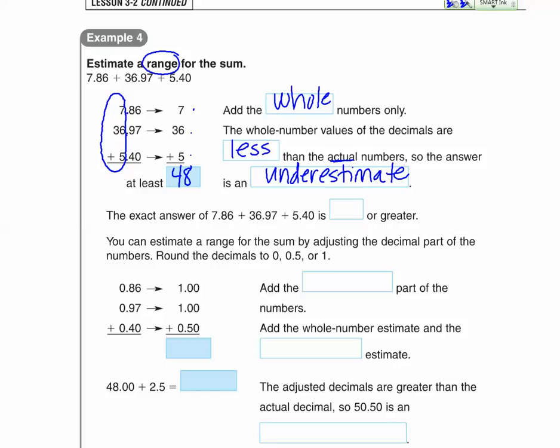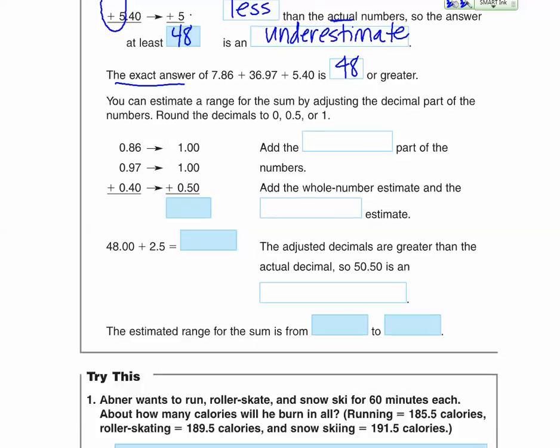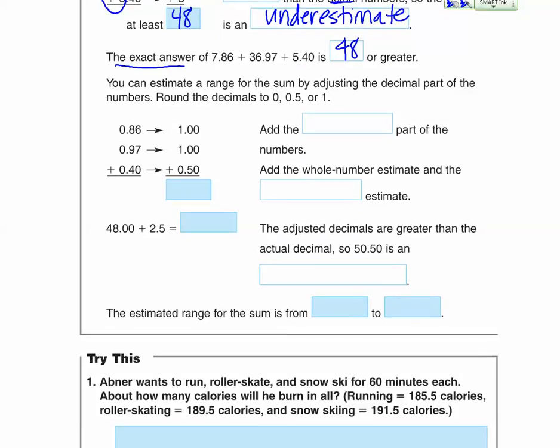And then, the exact answer right here of 7 and 86 hundredths plus 36 and 97 hundredths plus 5 and 40 hundredths is going to be 48 or greater. Okay, we know it can't be less than that, again, because of those decimal values. Now, we can estimate a range for the sum by adjusting the decimal part.